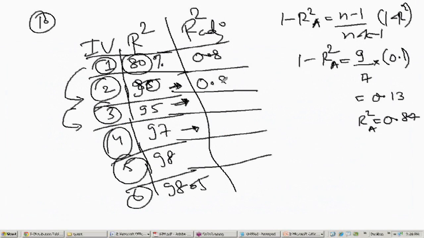So here r square is 0.8, and this r square is 0.87. So this has increased. Here it was saying 80 and 98, but here it is 80 and 87. It has increased, so we will use this second independent variable. Again, I want to find out r square over here. The idea was that you have 80, 90, 95 when you have the second variable.